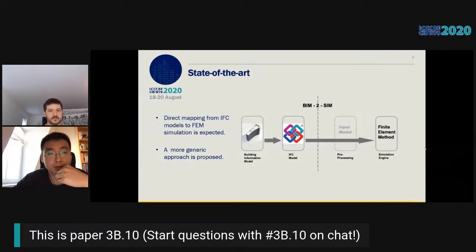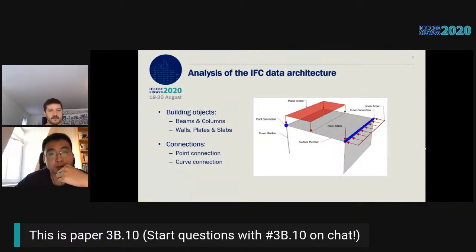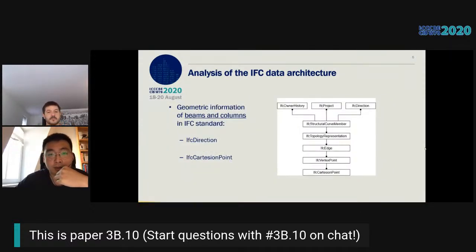IFC models were chosen in this research work since it is much widely used and relatively developed in terms of structural analysis. The corresponding domains and objects exist already in the IFC standard. Both building objects and the connections are concerned. Beams and columns are defined as entity IFC structural members as displayed in this picture.